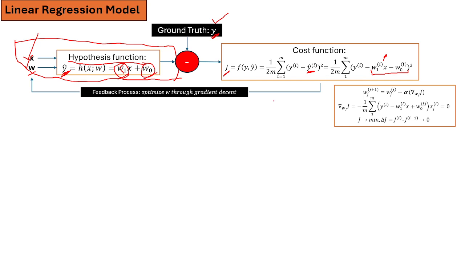But this process of going back and coming up with new values of the weights, recalculating the hypothesis function, then recalculating the value of the cost function and seeing whether the value of J is lower than the previous iteration, is called a feedback process, and it turns out to be the gradient descent optimization process.